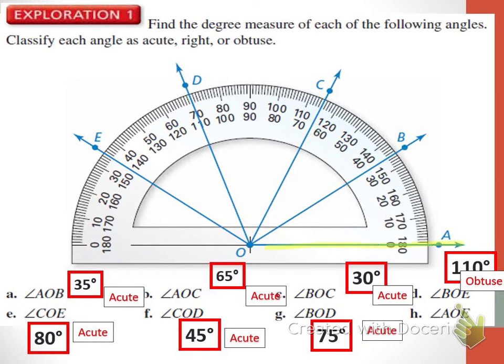And then last is AOE. A is still at 0. OE is still at 145. So then the measure of AOE is 145, which makes it obtuse.